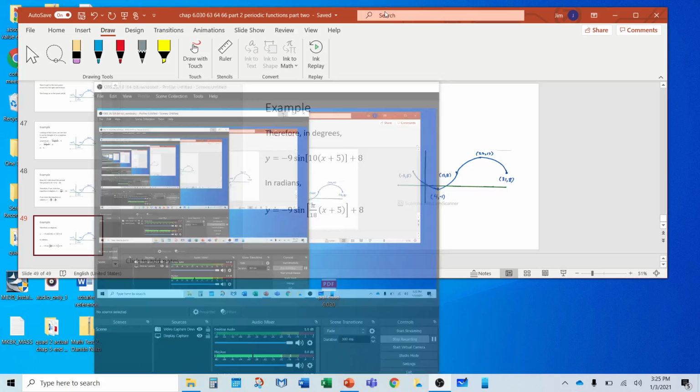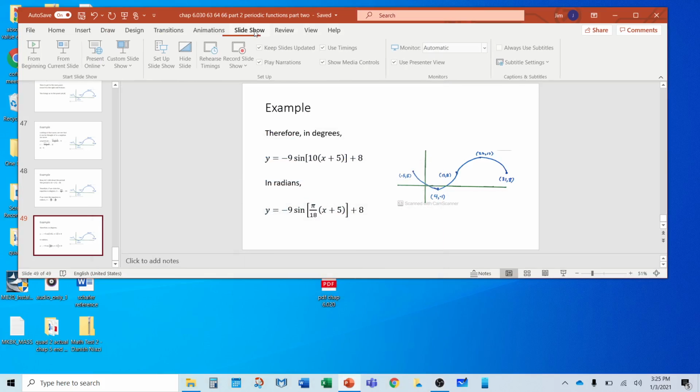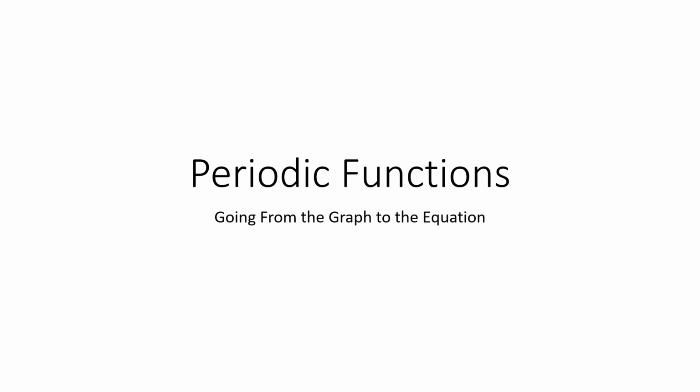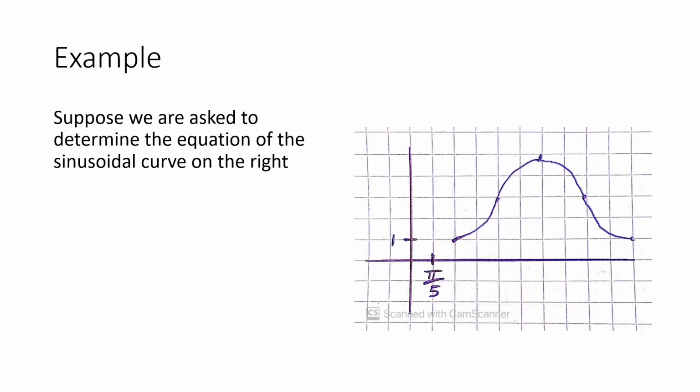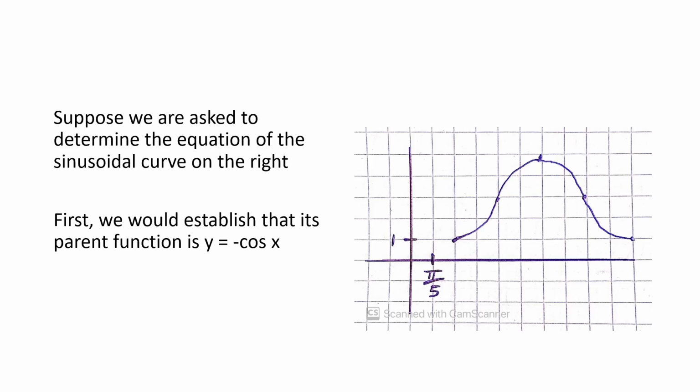In this lesson, we're going to talk about how to go from a graph to an equation rather than an equation to a graph. So, as it says here, so far we've talked about how to sketch the graph when we're given an equation. Now we're going to talk about going the other way. So suppose we're asked to determine the equation of the sinusoidal curve that you see at the right.